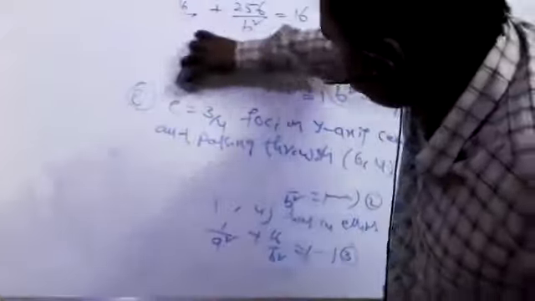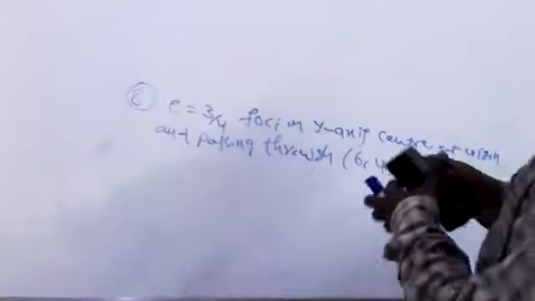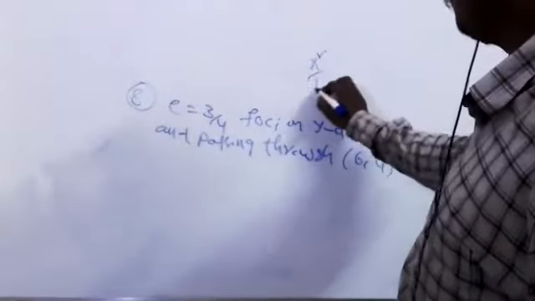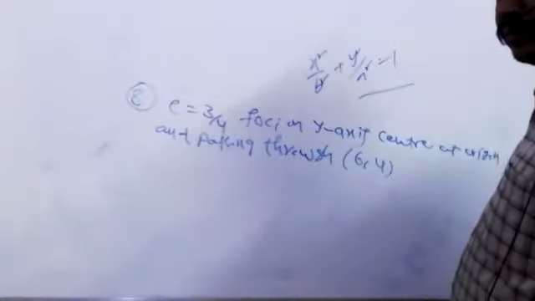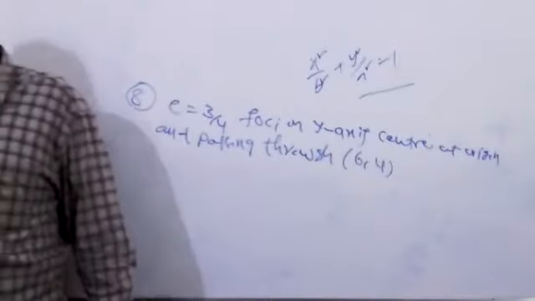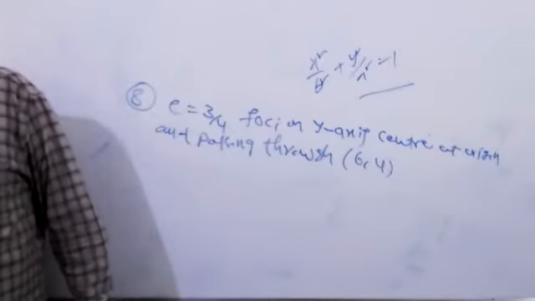So we are supposed to find the equation of an ellipse. Foci on y-axis. Then the equation of the ellipse is x square by b square plus y square by a square is equal to 1. Is this the answer? y square by 16 plus x square by 7.